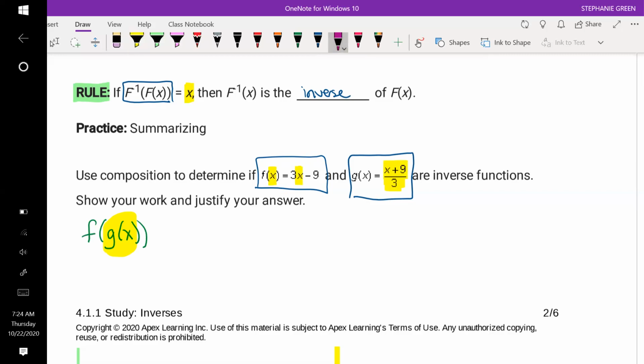So the easiest way to write that, I'll write my whole f of x, 3x minus 9. And where x goes, I just put big parentheses here so I can see I have a function that looks exactly like my f of x. And then where g of x goes here, I'm going to put in this function g of x, x plus 9 over 3.